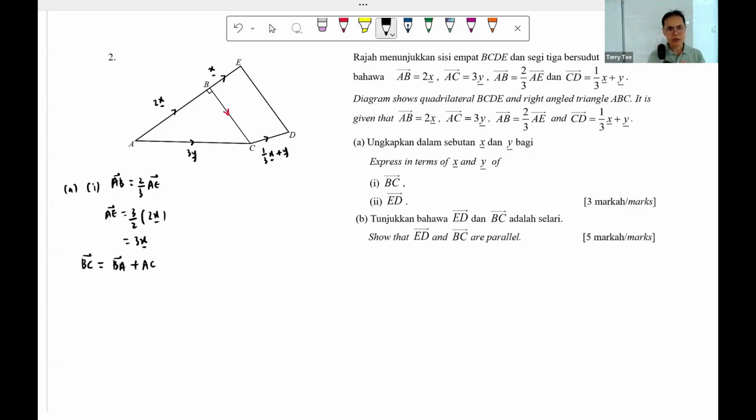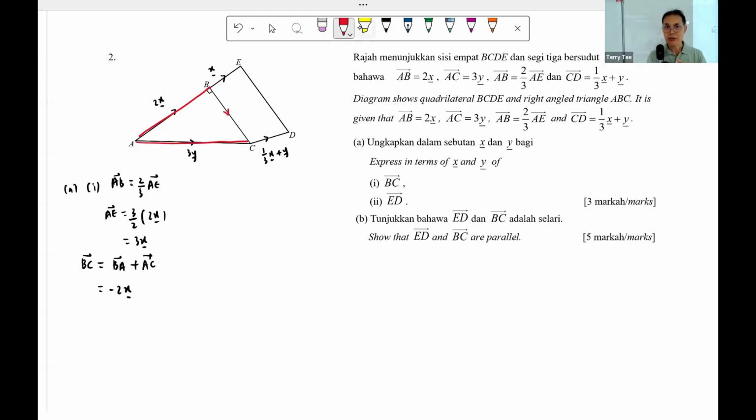Now, nowadays, they want you to write this. So guys, you cannot just write minus 2x plus 3y. It's very sad. You need to write the whole working, B to A to C, right? So BA is negative 2x. Based on my diagram, you can see BA is going against. And you notice I always label the arrow to help you to see when you're going against the direction, it's negative. If you follow the direction, it's positive. This one I'm going against the direction.